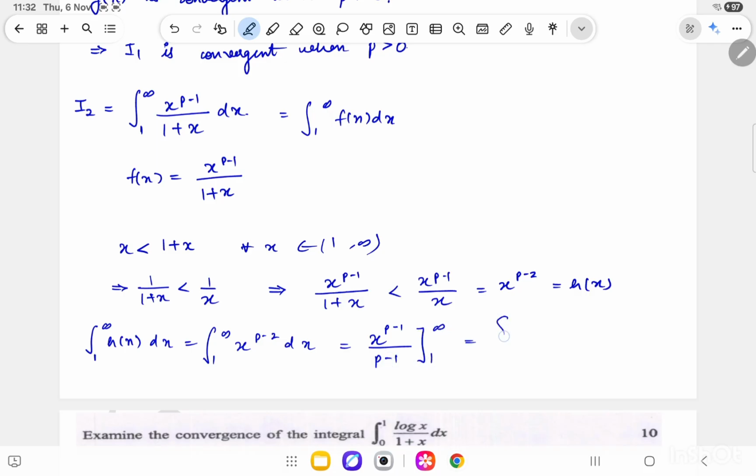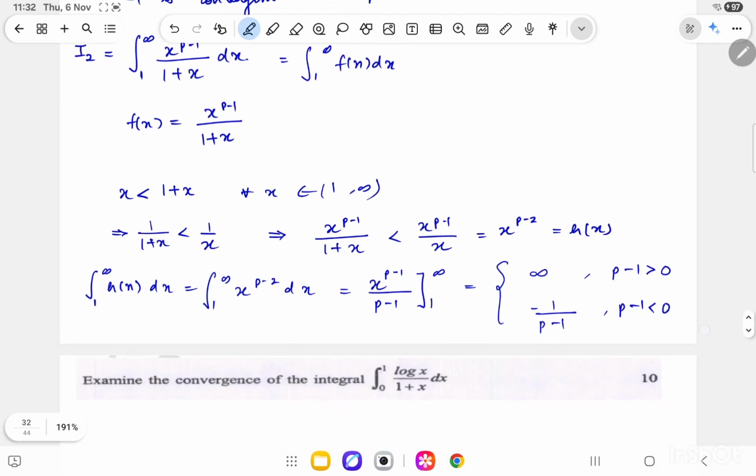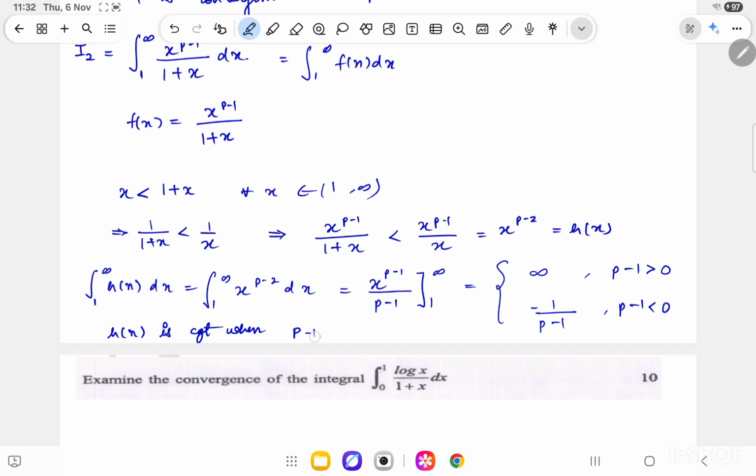Now this limit will be equal to infinity only when p minus 1 is greater than 0, but it will be equal to minus 1 divided by p minus 1 when p minus 1 is less than 0. So h(x) is convergent when p minus 1 is less than 0, that is when p is less than 1.